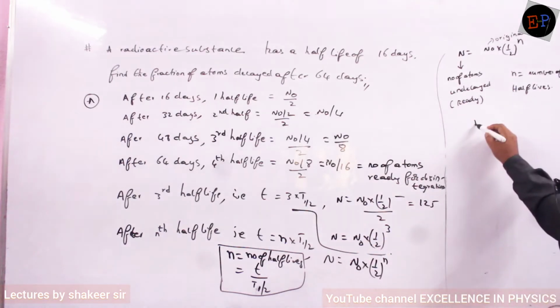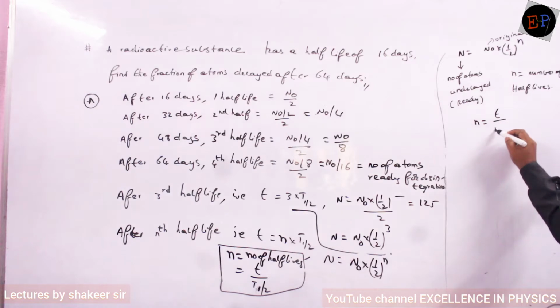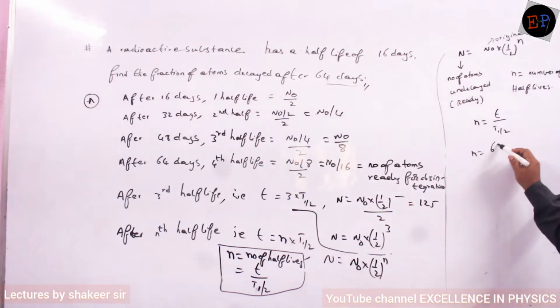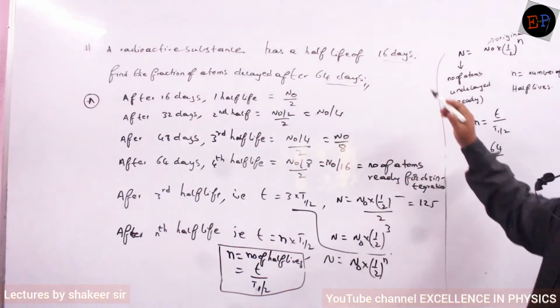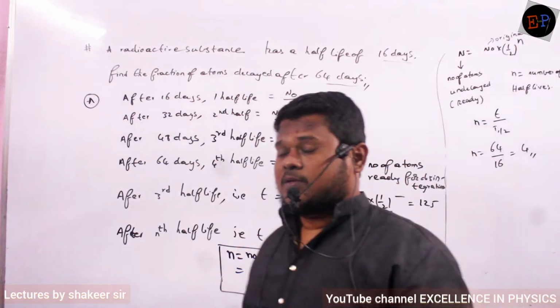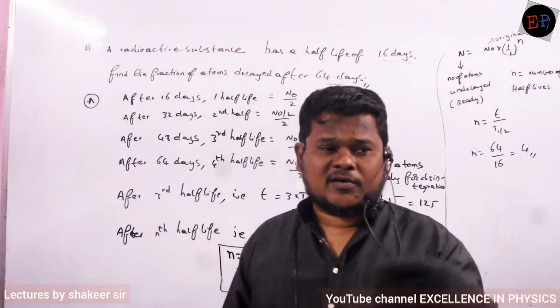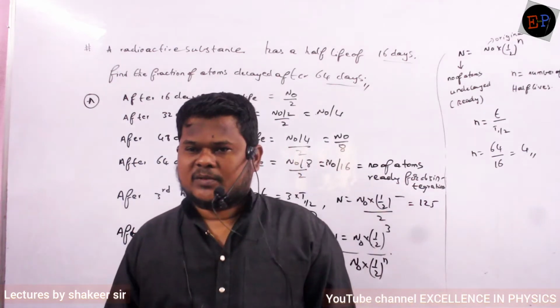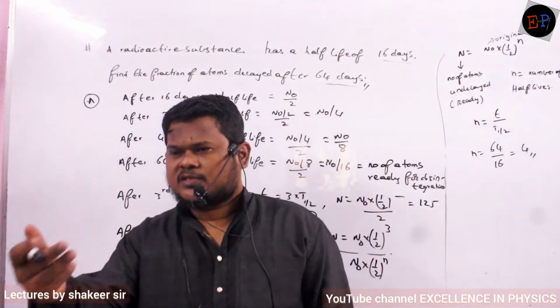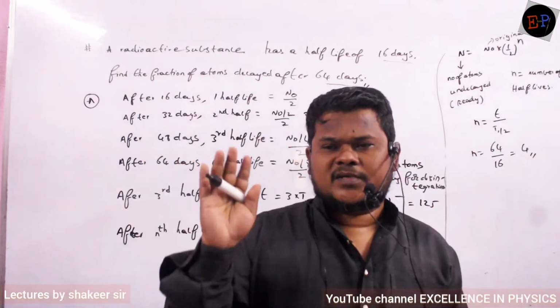And what is the equation to calculate n? Total time divided by time taken for 1 half-life. All this we have done previously, no? What is the total time he gave? 64 days. And what is the time taken for 1 half-life? 16. So 64 by 16 is how much? 4. It means 4 half-lives have gone. Are you able to understand? Total time is 64. Time taken for each half-life is 16. So 64 by 16, 4 half-lives have completed.